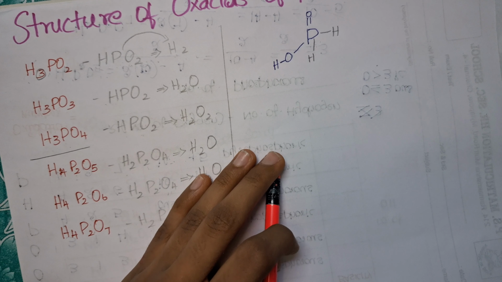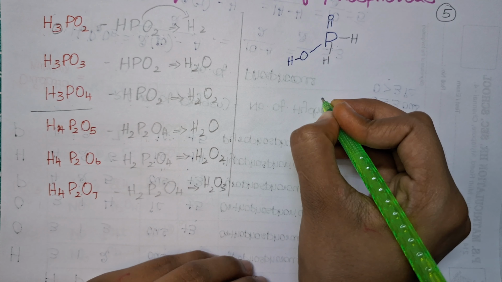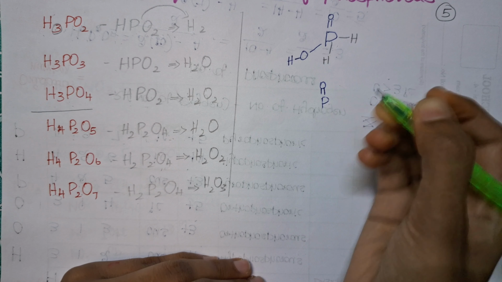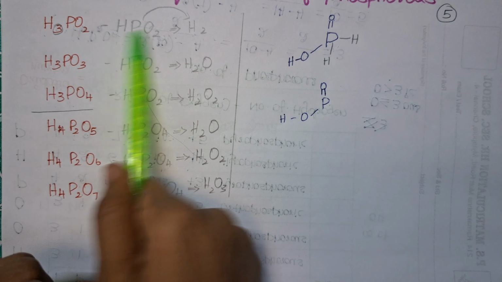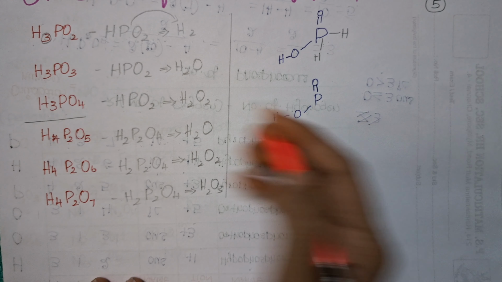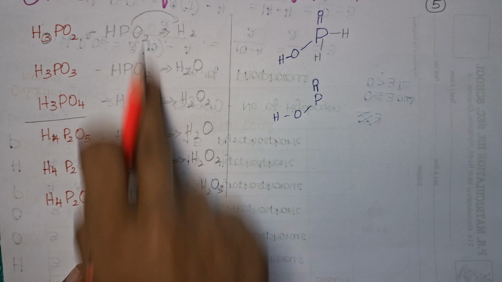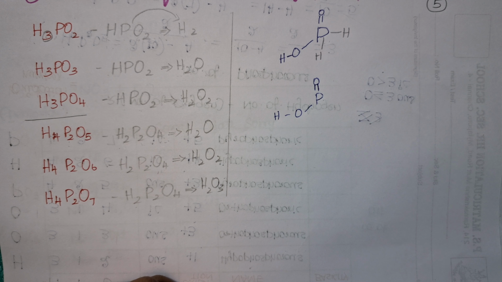Let me get a pen. So, what is the common structure you need to write first? P, double bond O, and here OH. This is the structure of your HPO2 that we are doing the minus from. Okay, now what we have to add here? Your H2O4. Whatever we got in the answer, we have to add that. So how will you add that?